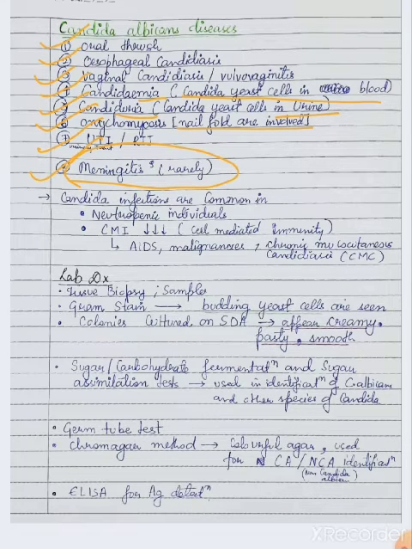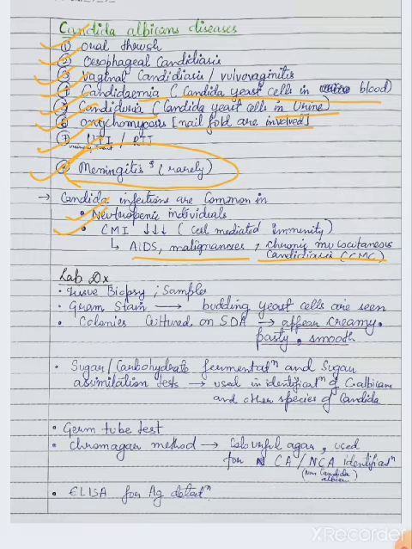Now, Candida infections are common in neutropenic individuals, or we can say the individuals who are having a lesser number of neutrophils. Also, the person having decreased CMI or cell mediated immunity, for example, in AIDS, malignancies, and CMC, chronic mucocutaneous candidiasis.